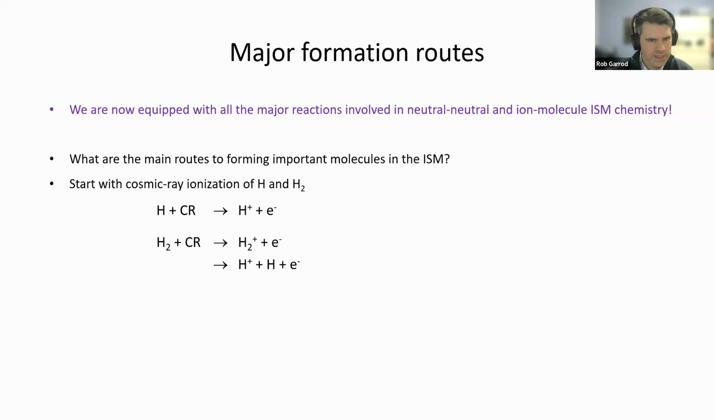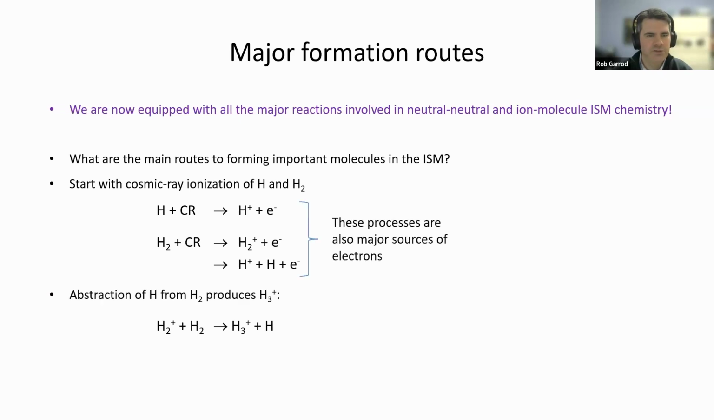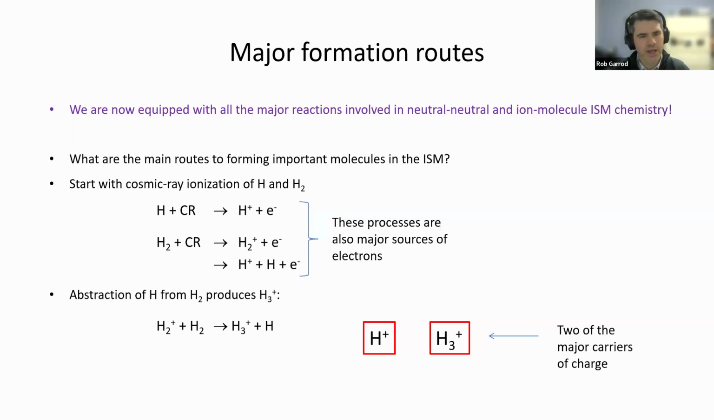So as I said, we start with hydrogen. A cosmic ray will hit it, either the atomic or, in dense regions, the molecular form, and produce an ion, and we produce our electrons. Crucially, the H2 plus that is produced reacts with neutral H2 to produce H3 plus. So we abstract a hydrogen from neutral H2 and produce H3 plus. This is one of the most crucial reactions in interstellar chemistry because it leads to a lot more chemistry.